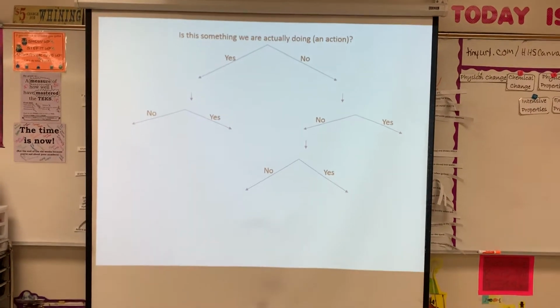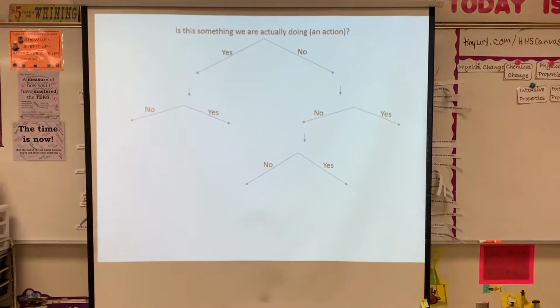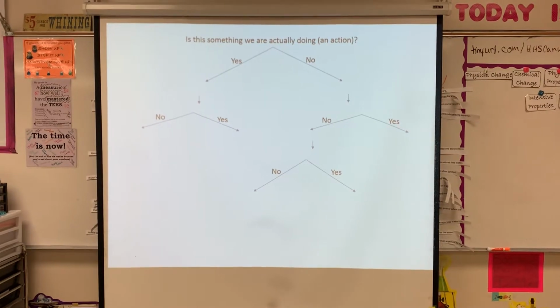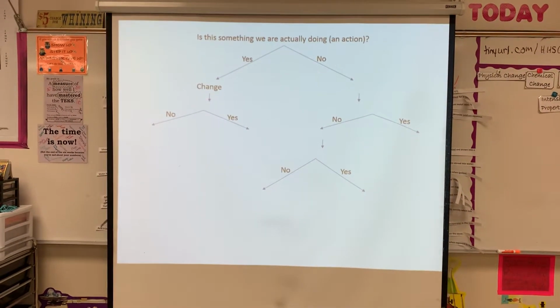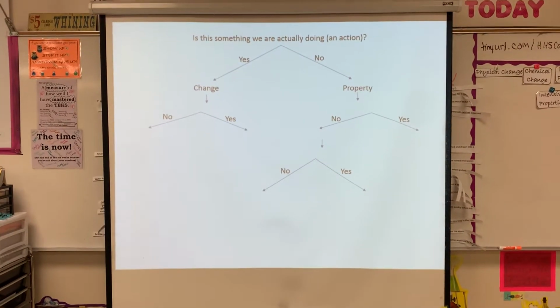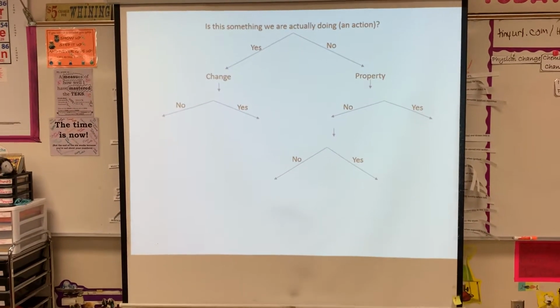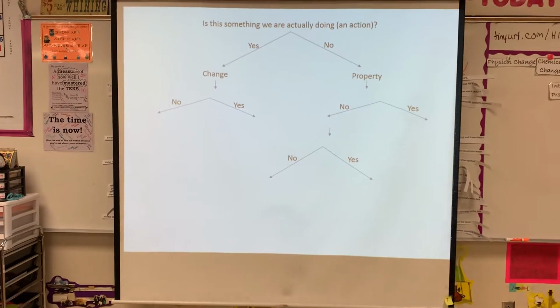So we start with, at the top of your paper, the question, is this something we are actually doing, an action? So are we actually doing this right now? If the answer is yes, we call that a change. If the answer is no, we call that a property. Then we can further break these down between changes and properties into either chemical or physical.